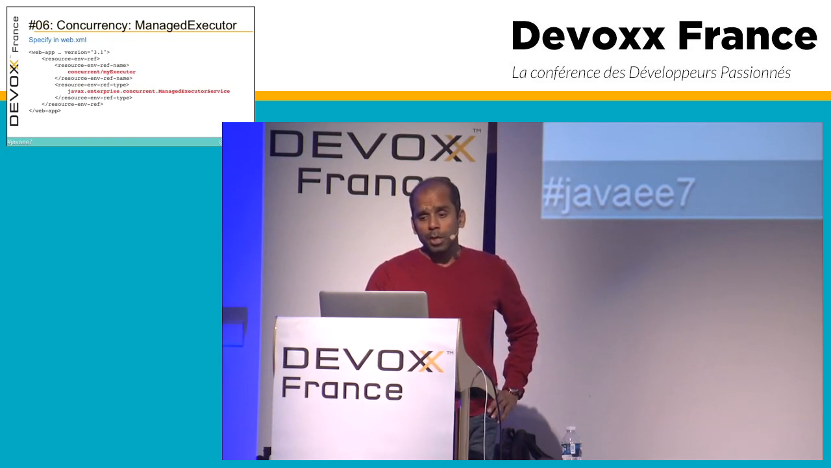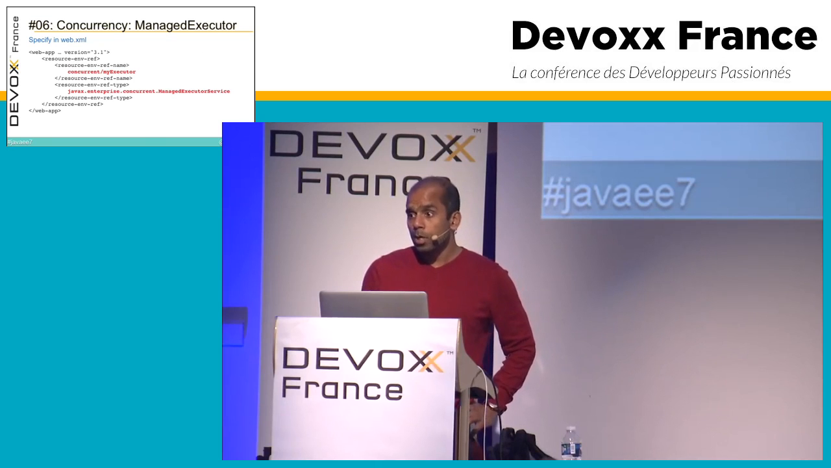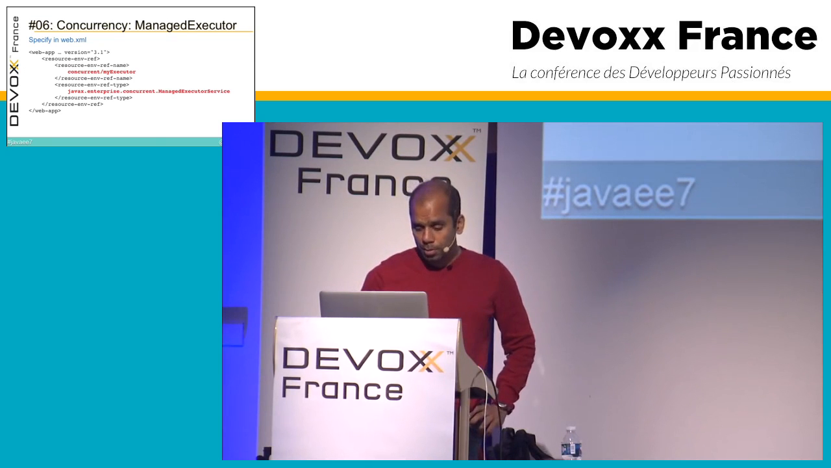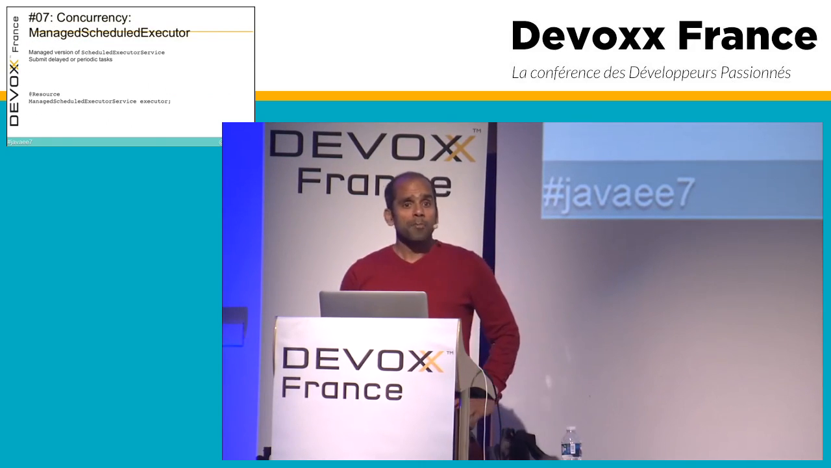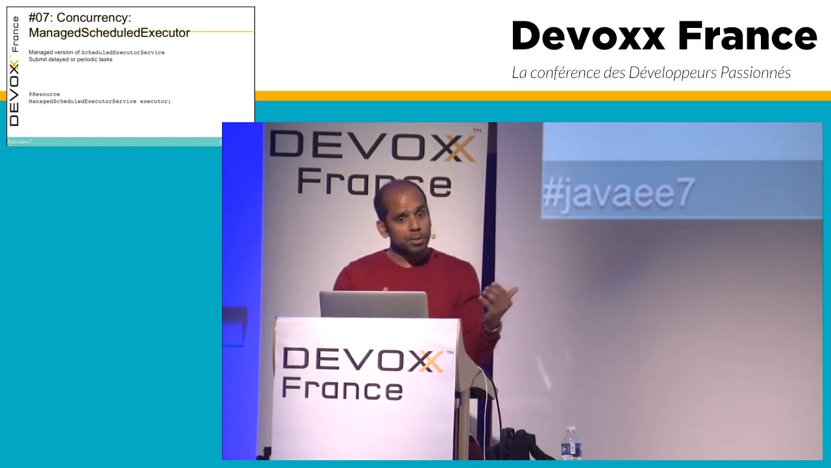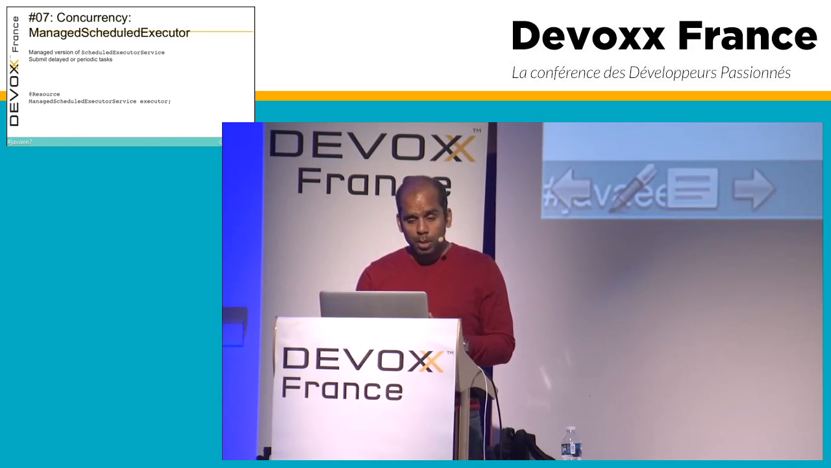The third way by which you can inject your managed executor is by specifying your application-specific managed executor. So you can have multiple managed executors in your deployment descriptor and specify the JNDI name, and the platform automatically instantiates it for you and makes it available for injection. So you have managed executor, you also have managed scheduled executor. Very similar to managed executor, but basically providing a managed version of scheduled executor.